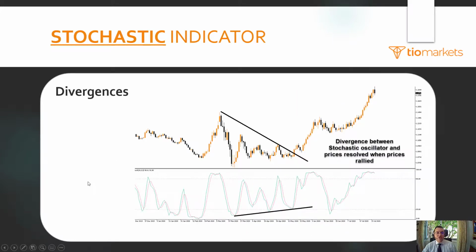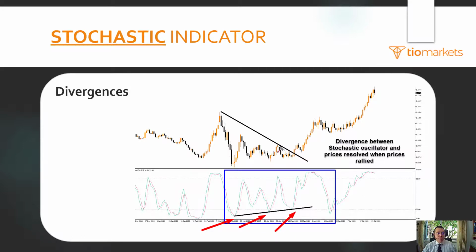Divergences is another thing to use stochastic oscillators for. Divergence between the stochastic oscillator and price resolves when prices rally. So what does this mean? It means if we're looking at the oscillator here, we can see that we're getting higher bottoms. Price isn't doing much, it's relatively flat. This should give us a warning that prices are trying to advance higher.